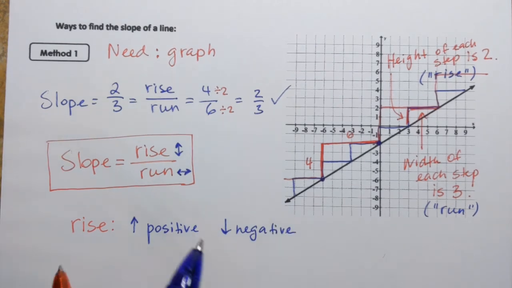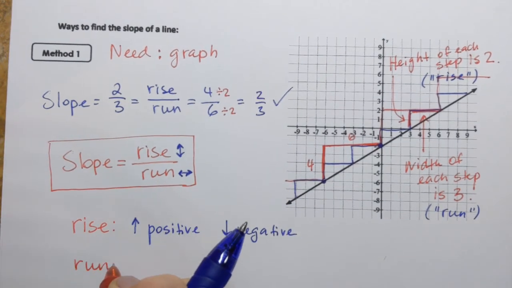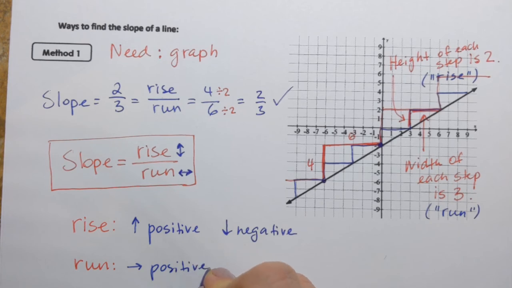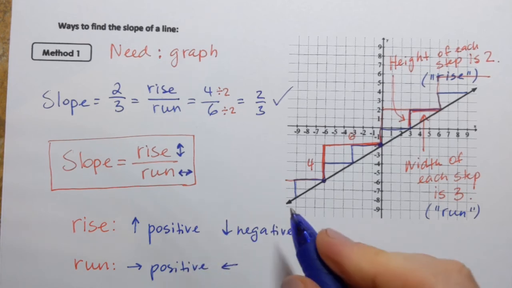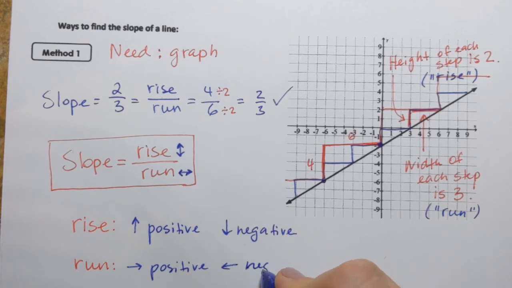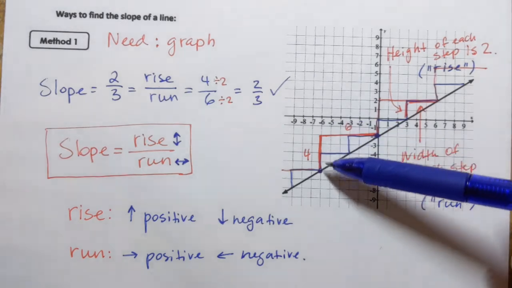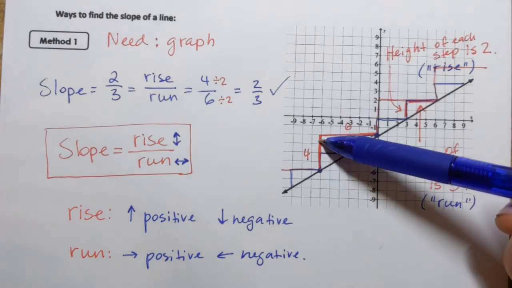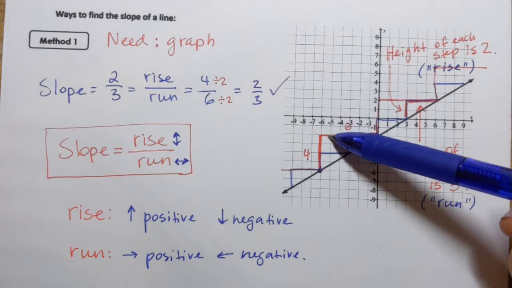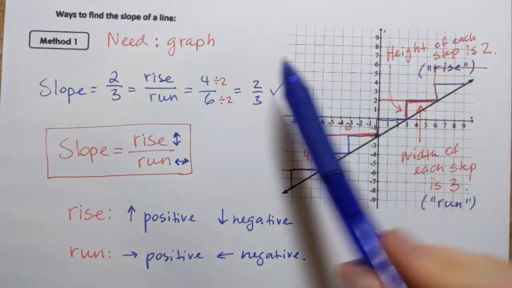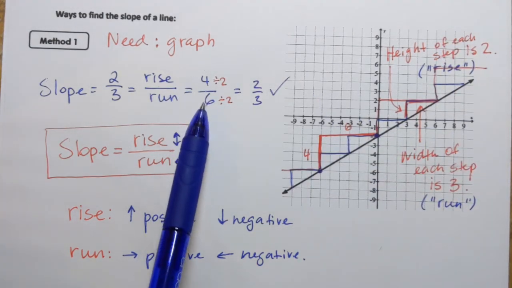Now for the run, it's a similar idea. If I go to the right, then I have to use a positive number. And if I go to the left, I need to use a negative number. So let's check how, no matter where we start, we still get the same answer. So if I start at this point and go up 4 and then right 6, up and right, it means that they're both positive, and these are the numbers we actually used here, 4 over 6.